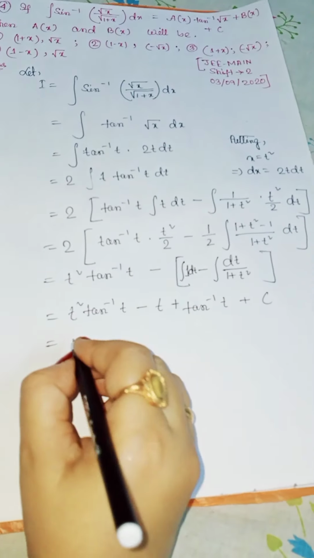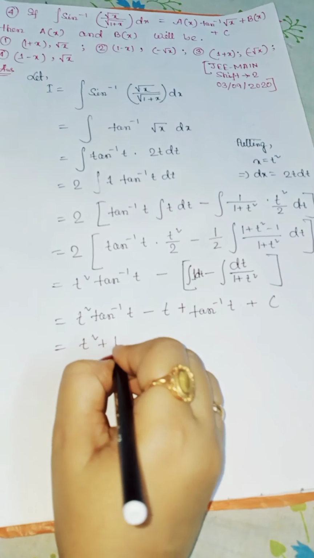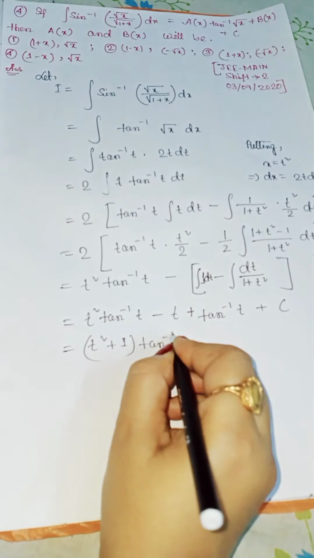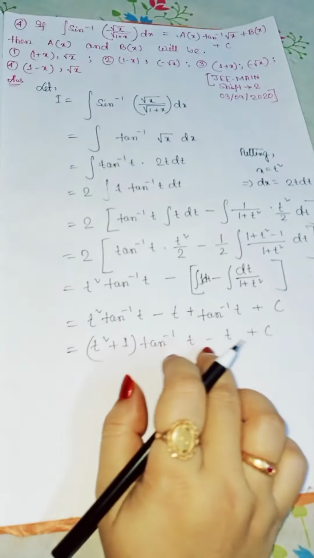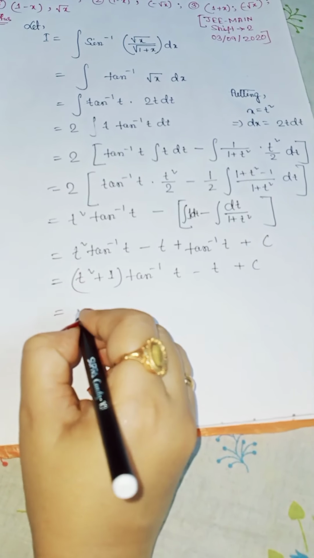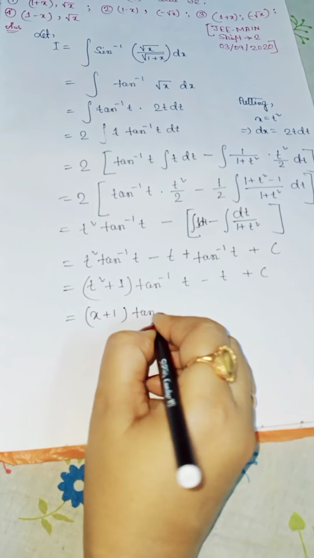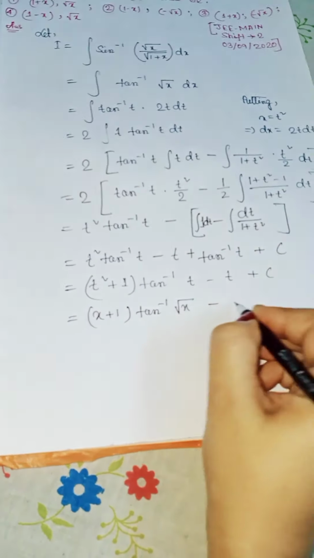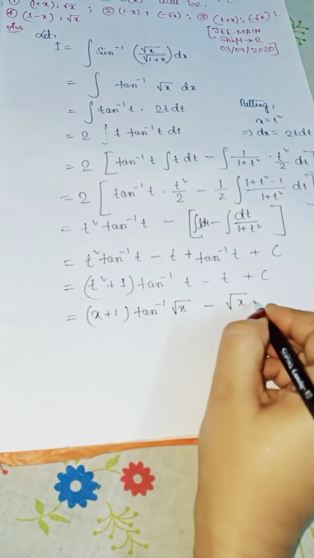Now t square plus 1 is common here and it becomes tan inverse t minus t plus c. Now putting the value of t here, t square means x, so it becomes x plus 1 into tan inverse root of x, minus root of x, plus c.